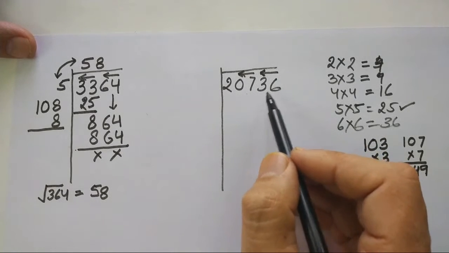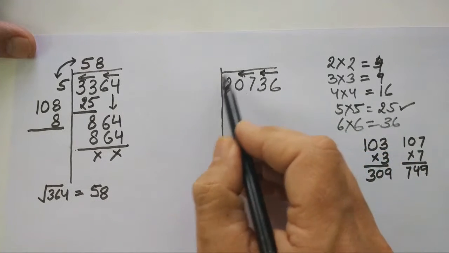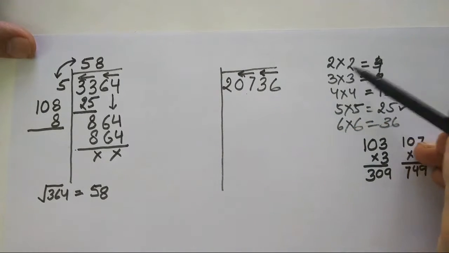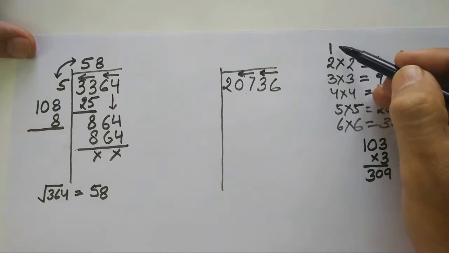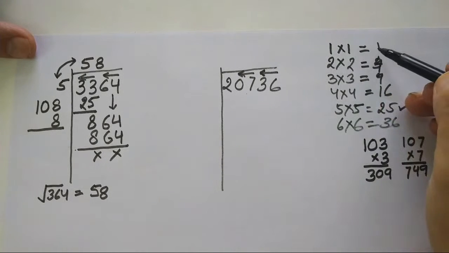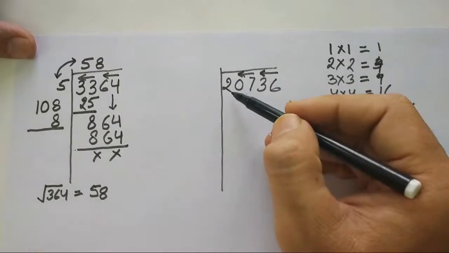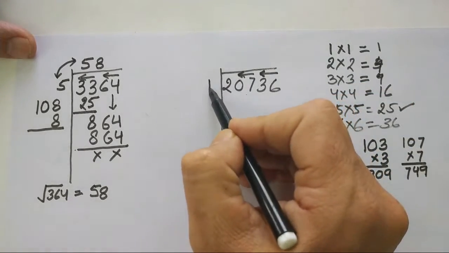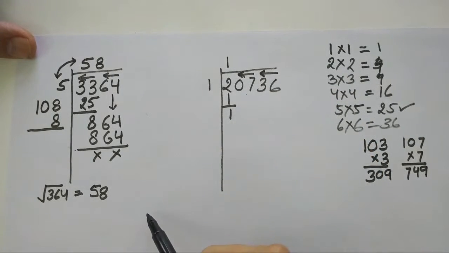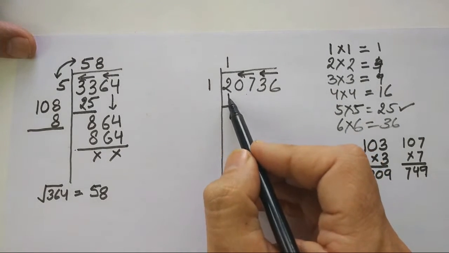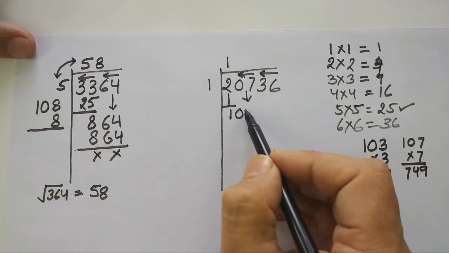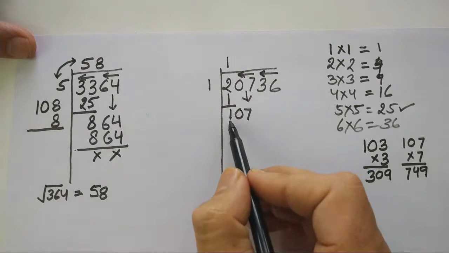So 20736, when you divide, the first number is 2. It is left alone. So you will divide it by selecting a number from 2 into 2. But there is a number which is less than 2 also. It is 1. 1 into 1 is 1, which is less than 2. So I will divide by 1 into 1, which will give me 1. Okay, so 2 minus 1 is 1. Then I will bring down 07. It will become 07 as my next number.